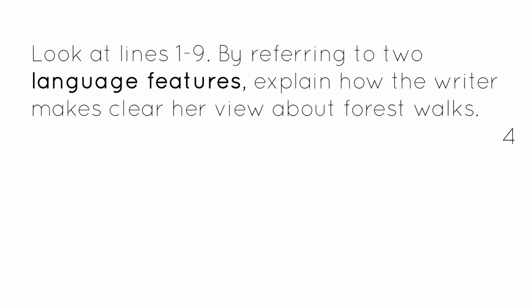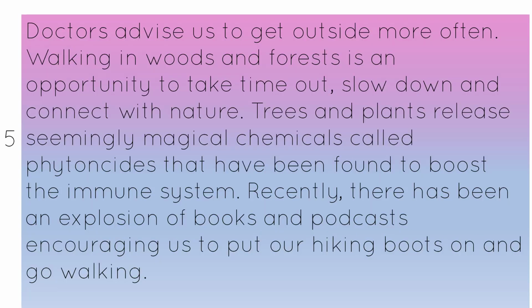Here's the question. This is exactly the type of question they might ask you in May. Look at lines 1 to 9. By referring to two language features, explain how the writer makes clear her view about forest walks. And it's for 4 marks, so I know I need to give 2 examples. 1 mark for each example, another mark for explaining and discussing the example, analysing it. So, language features, if I've trained my brain correctly, it will immediately be shouting word choice, imagery, sentence structure, tone at me.